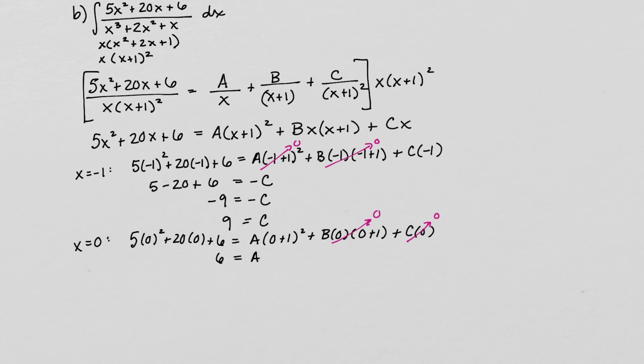But I now know A and I know C. So the easiest thing to do from here is actually just pick another nice value. Even though it won't make anything go away, we can still figure out the B that we're missing. So what's another nice number that we haven't used yet? We've used -1, we've used 0. Yeah, so you could use any number you want. You could use 11 if you wanted to.